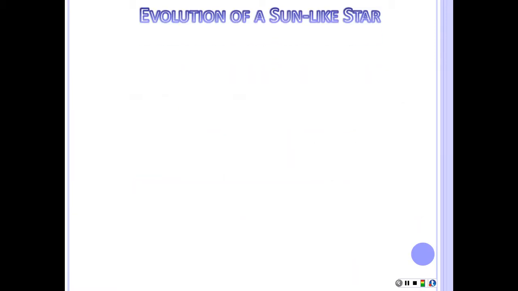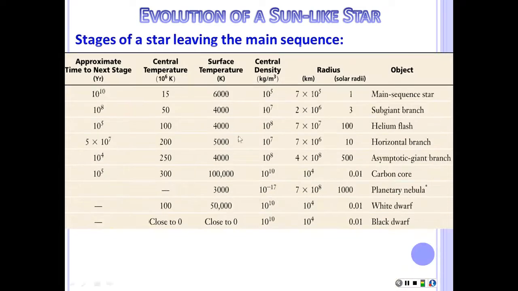And so for the Sun, this is showing you what happens. So you've got the time here to the next stage. This is the main sequence. This is the red giant phase. This is going up the red giant branch. This is the core helium burning. This is the asymptotic giant branch, and then here's the planetary nebula phase. And you can see the sizes of these things.